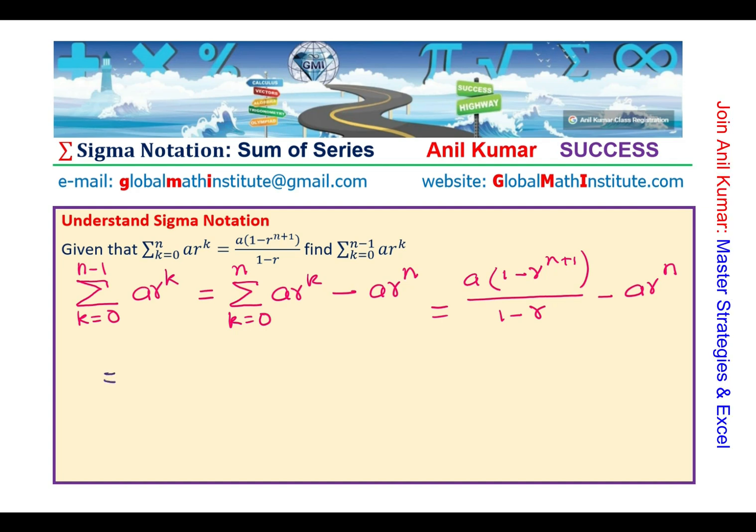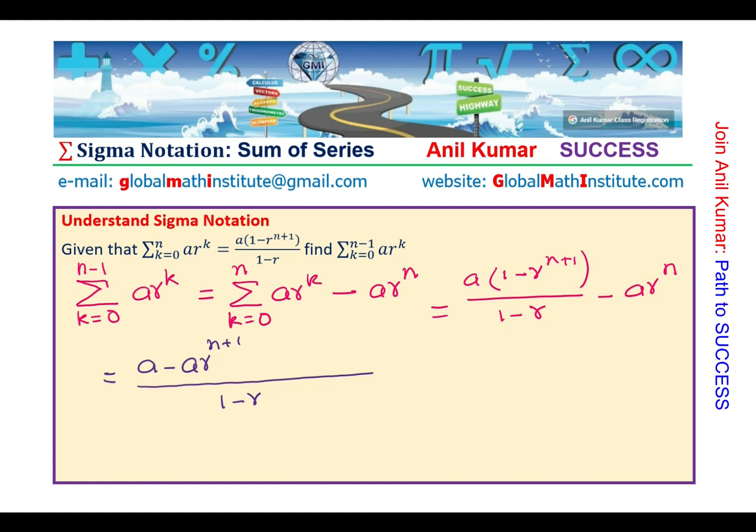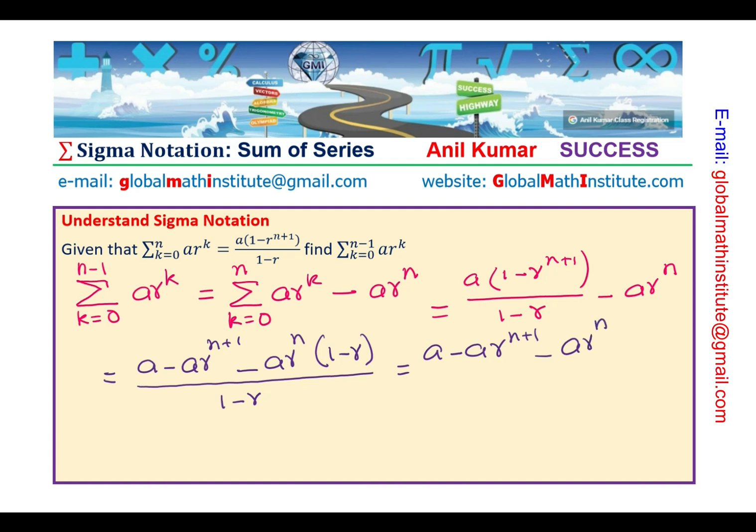So what we get here is, now taking common denominator, which indeed is 1 - r, right? Open this bracket as we did earlier: a r^(n+1) minus a r^n times (1 - r) with common denominator. Expand and simplify to get the result. So we have a - a r^(n+1) - a r^n, and here we get plus a r^(n+1), divided by 1 - r. So you see this time these terms will cancel, correct?